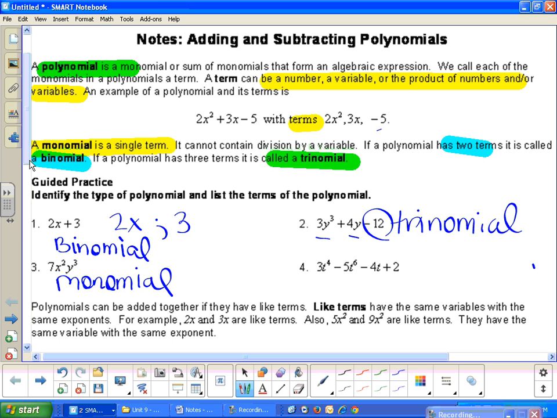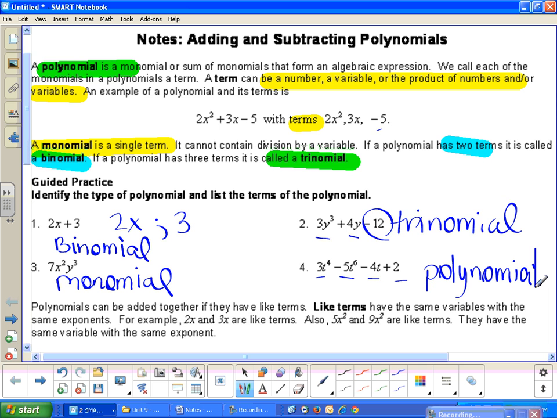Number 4, we have four terms. Since we have four terms, 3t to the fourth, 5t to the fifth, negative 4t squared, this will be a polynomial, and we've got multiple terms.